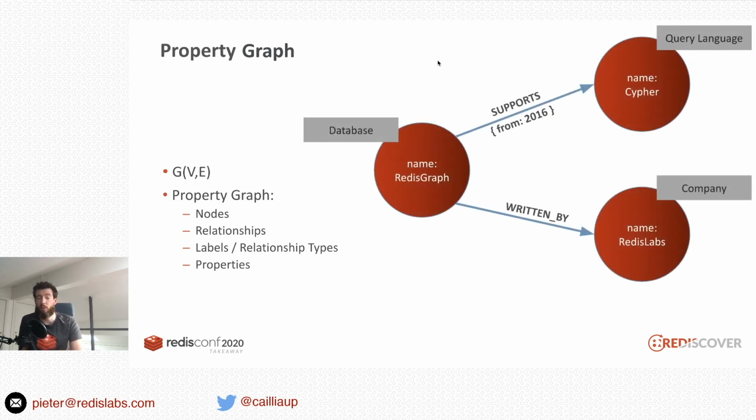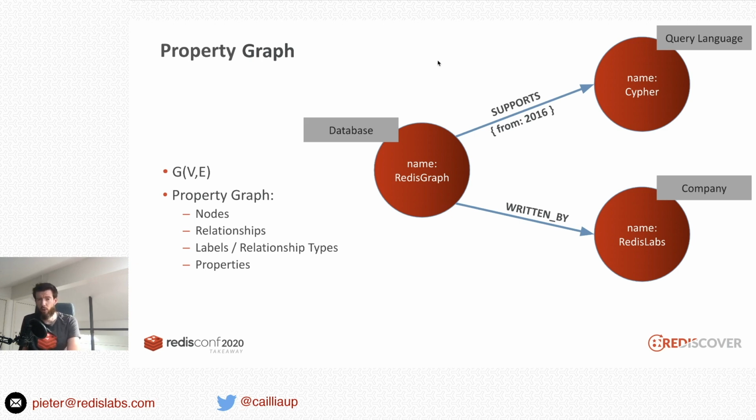To give you an example of what they are, the vertices from our mathematical graph become nodes. They're represented by the circles. The edges are transformed into relationships, and they represent the arrows. Labels are attached to nodes. Here we can see that on the left there is a node that has a label database. There's also a label query language and a label company.